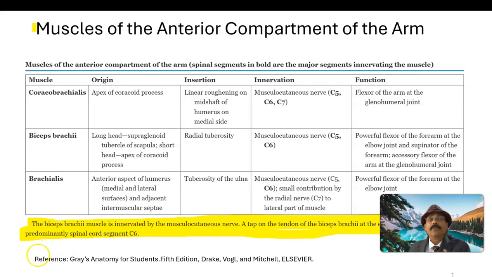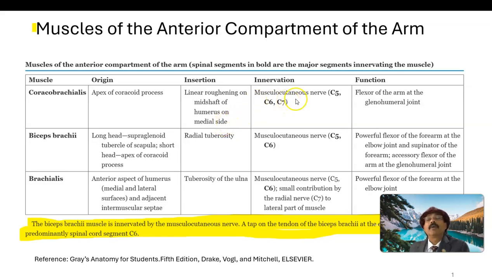Let's go through the muscles of the anterior compartment of the arm. The coracobrachialis muscle takes origin from the apex of the coracoid process. Insertion is a linear roughening on the mid-shaft of the humerus on the medial side.